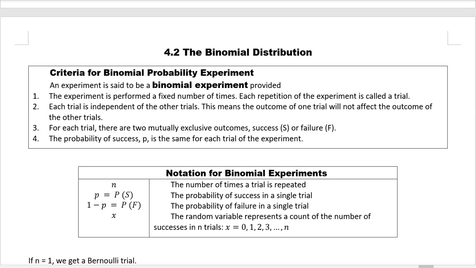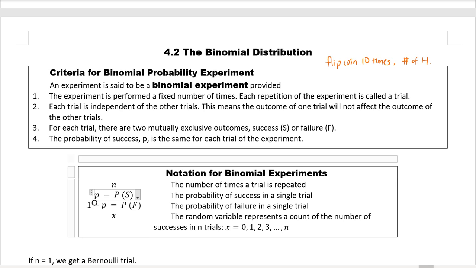So, a typical example is if we flip the coin 10 times and we want to count the number of heads. Okay, so let's see the criteria for a binomial probability experiment. An experiment is said to be a binomial experiment, provided it satisfies the following four conditions.